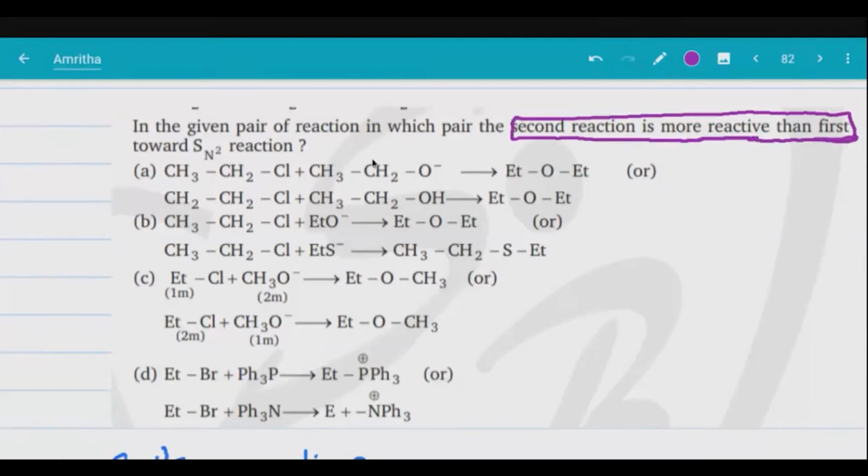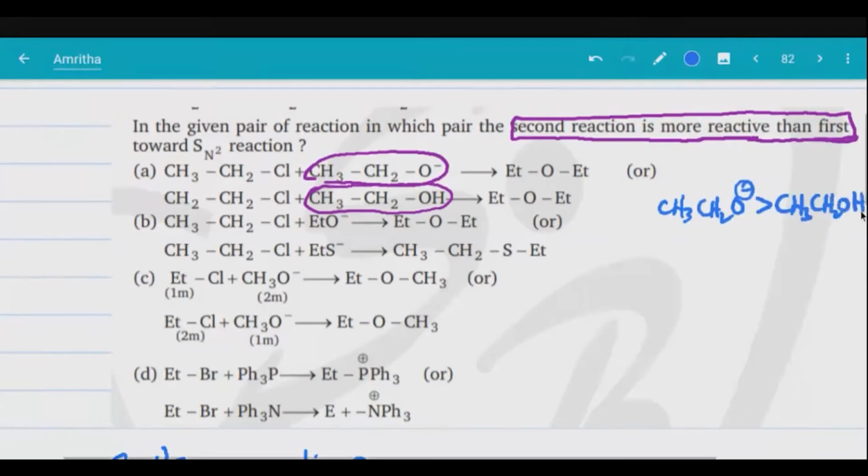First reaction, second reaction. See this. In the first reaction it is CH3CH2O minus and in the other OH, rest everything is the same. Which is the strong nucleophile? We can compare this. CH3CH2O minus is greater than CH3CH2OH. Because a negative charge is present, that is more nucleophilic, more reactive. So in option A, the first reaction is more reactive.